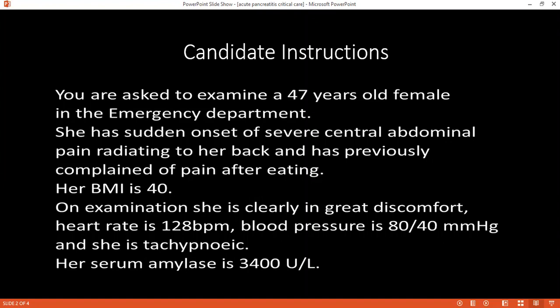Okay. If you fail to manage this acute pancreatitis, what are the complications that can occur? Yes, a patient can develop multi-organ failure that follows the systemic inflammatory response syndrome. Apart from that, the patient can develop sepsis following the necrosis of the pancreas. And then there can be pseudocyst formation. All right, okay.